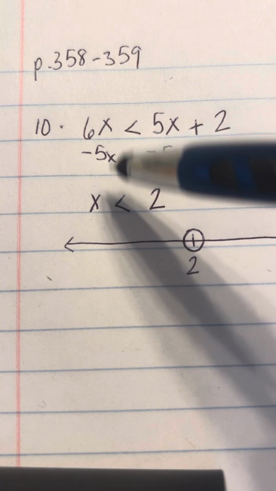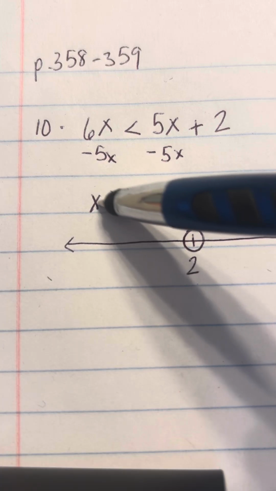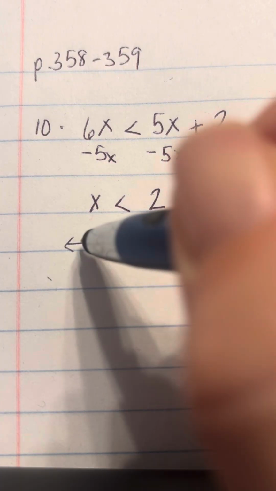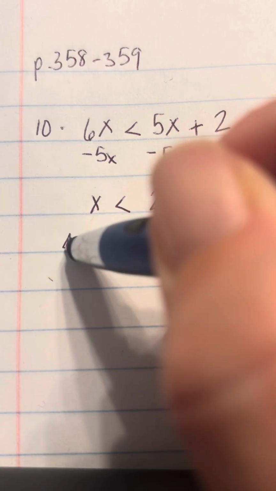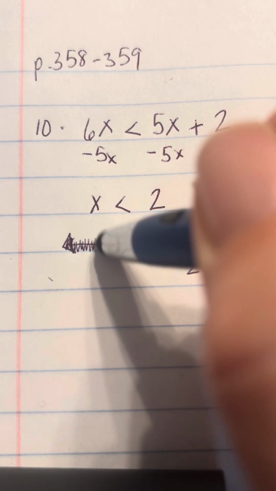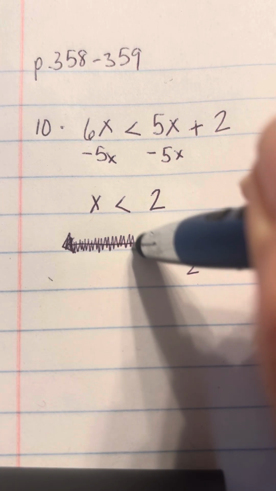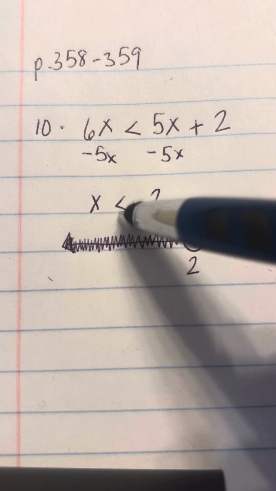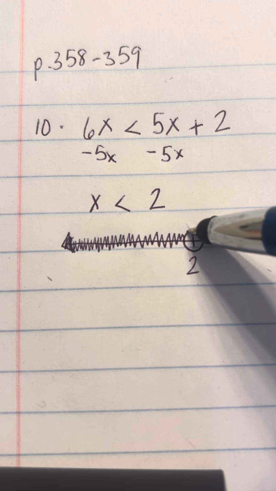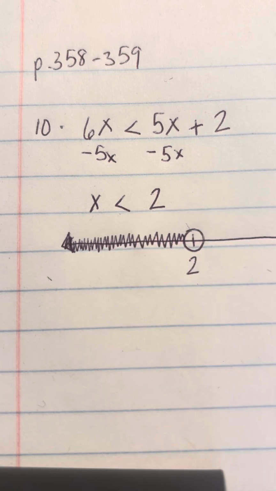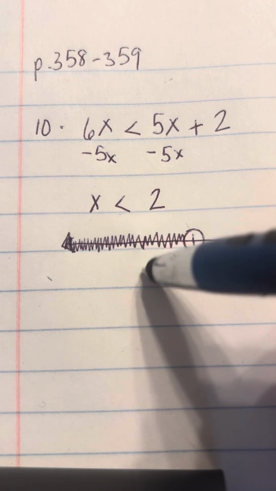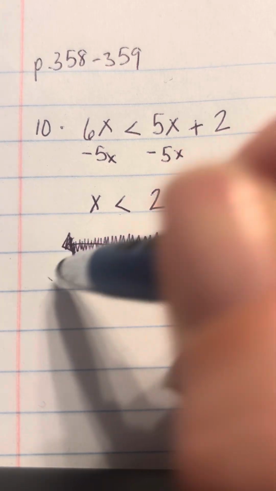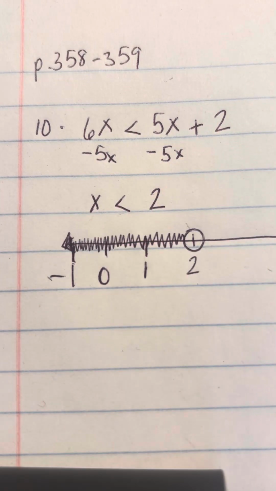And what makes this true is numbers that are smaller, like 1 and 0 and -1, but also all the numbers in between, the 1.1, the 1.111. So this is how you can signify that on a number line. Open circle because there's no line underneath the inequality, and shaded to the left because numbers like 1 and 0 and -1 all make this inequality true.